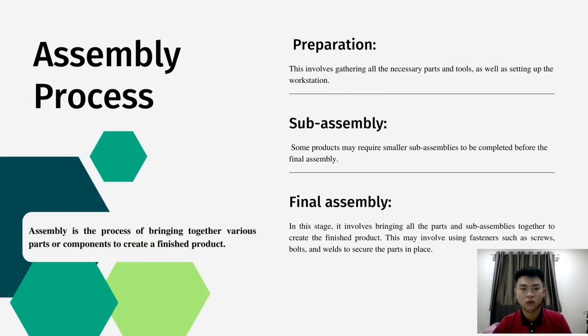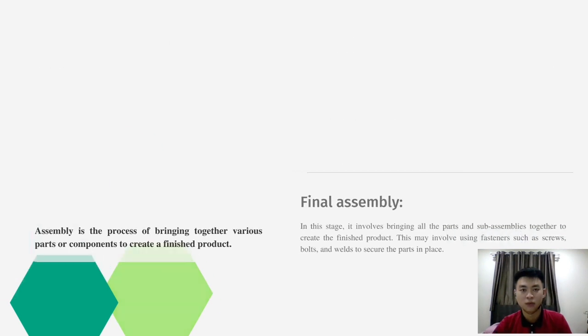Assembly is the process of bringing together various parts or components to create a finished product. In Yaoju Engineering Firm's manufacturing factory, the assembly process may involve a combination of manual labor or automated equipment. There are several steps involved in the assembly process, which are preparation, sub-assembly, and final assembly.